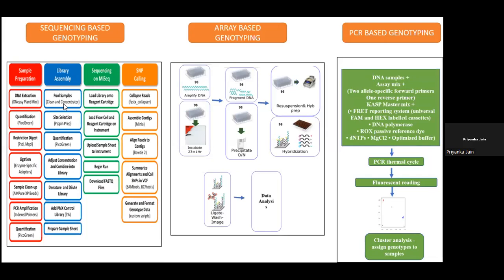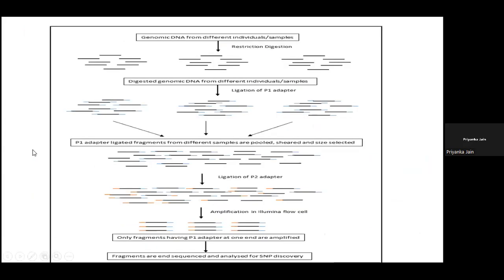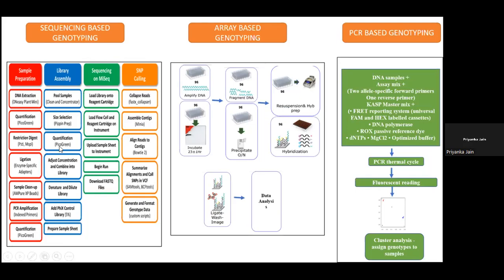So pooling of samples is done. Then size selection is done, meaning the range of base pairs you want to use as your library after pooling of samples. Then quantification is performed using PicoGreen, a method used in wet lab experiments. Quantification is basically the concentration. Then the concentration is adjusted and libraries are combined.